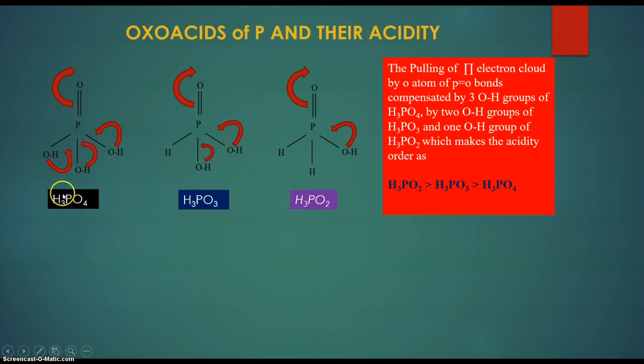In case of H3PO4, there are three OH groups, so each OH group over here is getting almost 33% of this pulling effect of the P=O bond, and hence the chance of elimination of hydrogen is very less. Rather we can say that in this compound H3PO4 there is the least chance for this hydrogen to be eliminated from this compound. So the acidity order is going to be H3PO2 is greater than H3PO3 is greater than H3PO4. So these are the important concepts of group 15 elements. Hope you have understood all the topics. Thank you for watching this video.